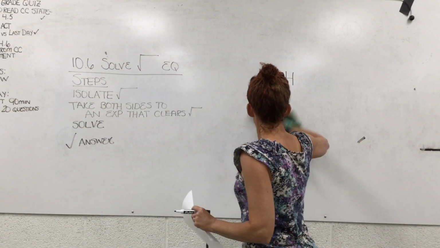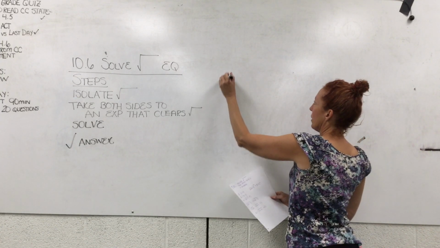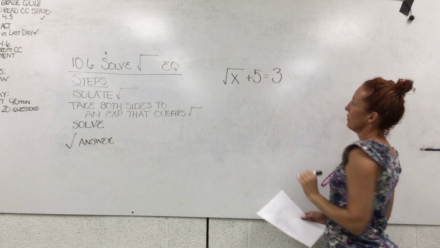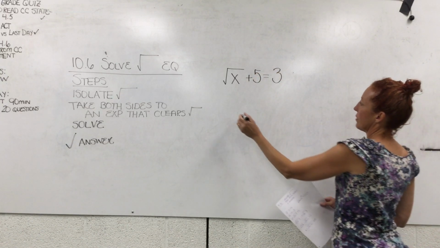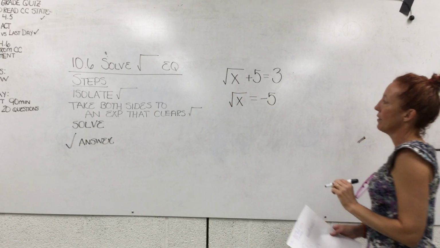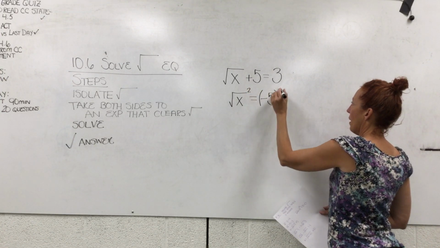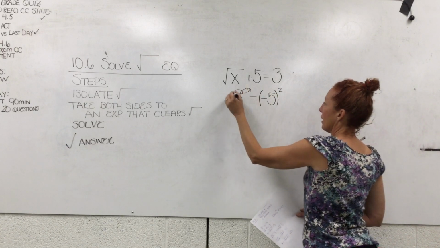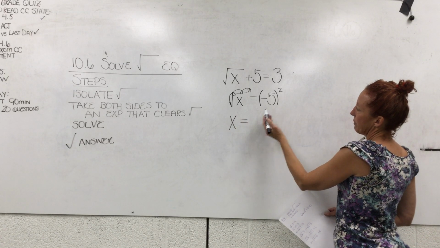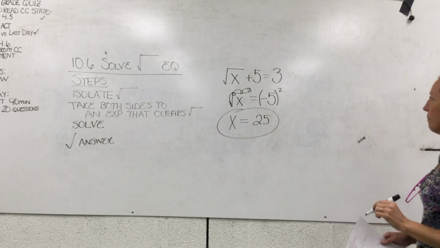Number 2. Let's try the square root of x plus 5 equals 3. So move the 5 to the other side, subtract 5, subtract 5. And so we have the square root of x equals -5. Take both sides to the second power, or square both sides. Cancels that right out and breaks that free. And then -5 times -5 is positive 25. And so there's our answer.